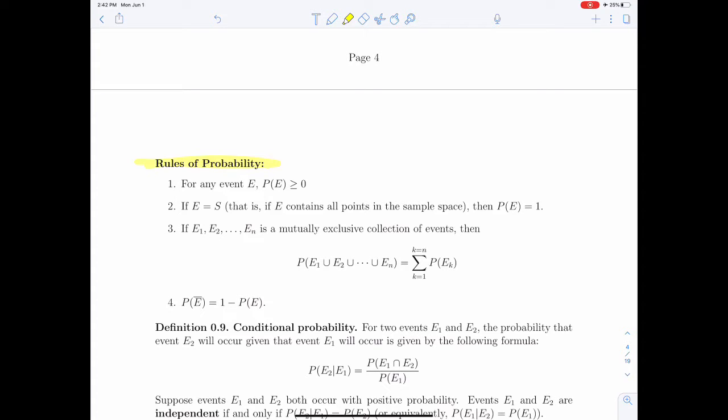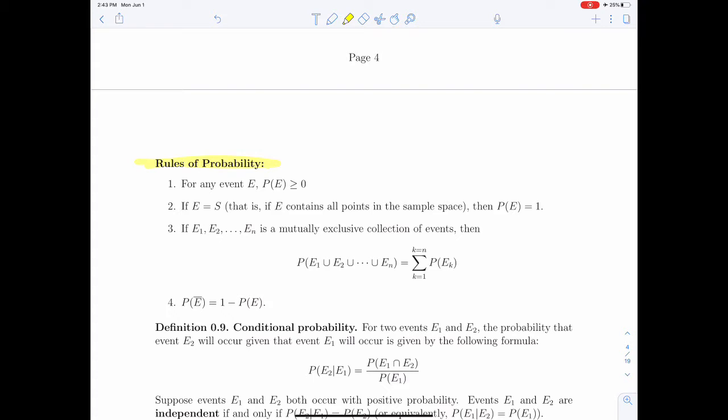So if E equals S, then the probability is 1. Well, think about it, if I was saying, okay, my event is I'm rolling a die, my sample space is all 6 numbers. If I roll every single number, that's 100%. Or basically just think about it as if the event is the entire sample space, then it's 100% happening.